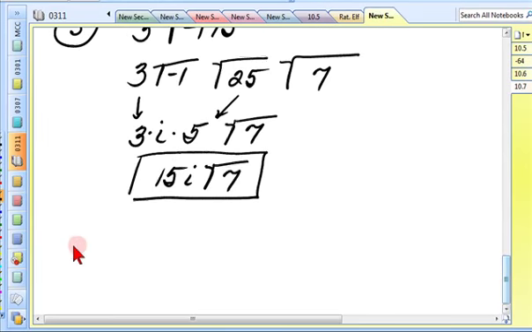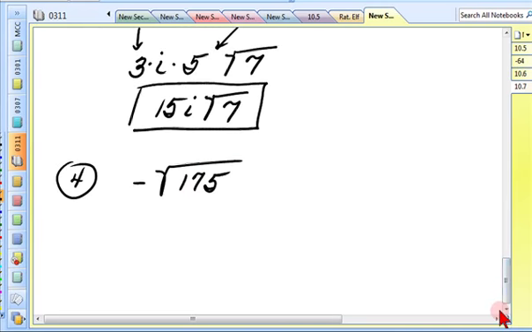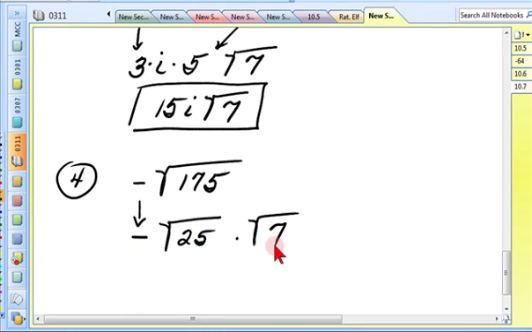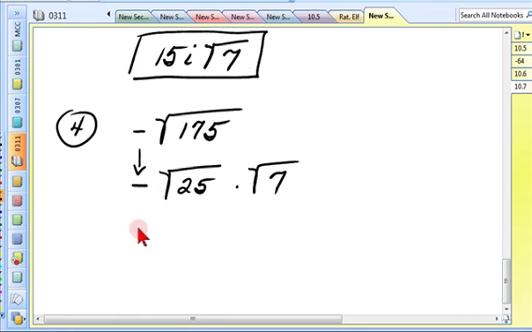All right, number 4. It says, write in terms of i, negative square root of 175. Well, is this going to have i in it? No, it's not. So we're going to keep the negative. We probably would not actually redo this part because we've just worked with the square root of 175. So that's going to be -5 times the square root of 7.